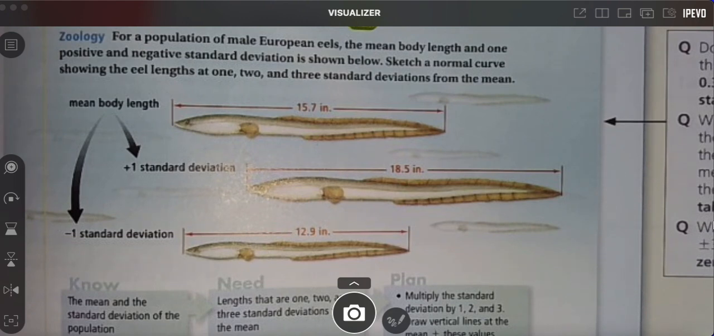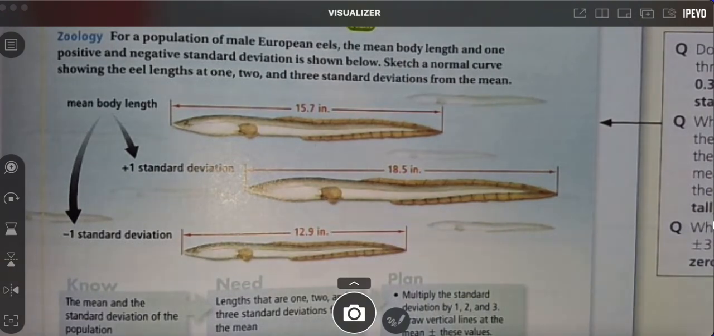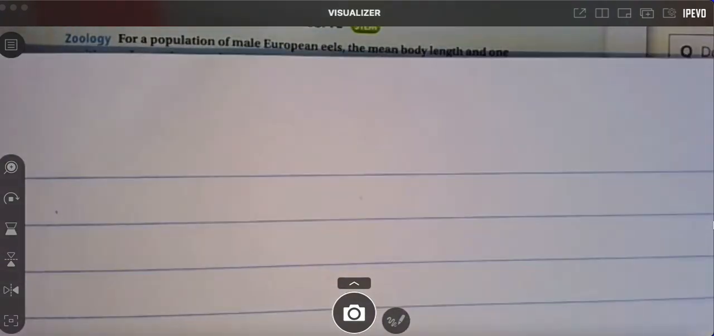For a population of male European eels, the mean body length and one positive and negative standard deviation is shown below. Sketch a normal curve showing the lengths at 1, 2, and 3 standard deviations from the mean. So, what is the mean? It's 15.7. So I'm going to go ahead, let me get my paper out, and I'm going to draw a normal curve the best way that I can.